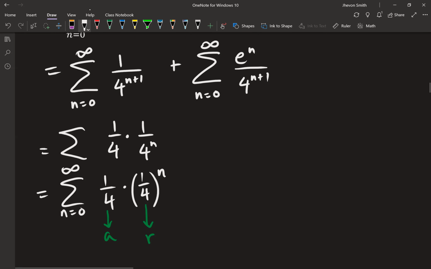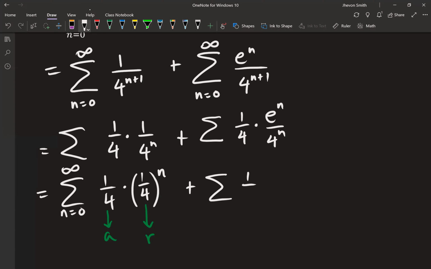I can do the same thing for the other one. First, I would factor off the 4, and I'd be left with e to the n over 4 to the n. That means I can rewrite this as a quarter times e over 4 all to the n. So here my A is a quarter and my R is e over 4. So that was Kayla's answer. However, she left the other one off.